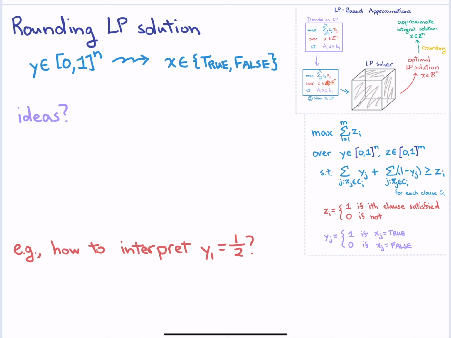So the question is, what are some ideas? At some level, it's a question of how do I interpret a fractional value? So I left this space open to see what you guys would come up with. What are some ideas for trying to convert a fractional solution into a discrete one?